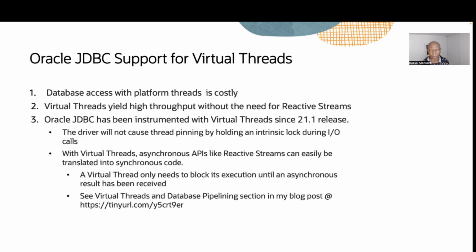JDBC support for virtual threads. The future of Java scalability is virtual threads. That's coming from the Java SE organization, which controls the future of the Java specification by working with partners and large companies. Instead of doing reactive stream programming, which could be challenging, virtual threads allow you to use classical synchronous programming. However, you can get all the benefits of reactive streams.